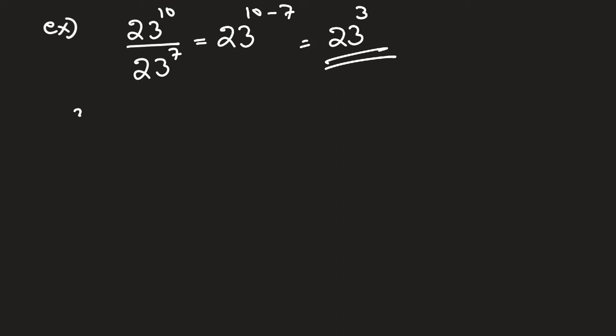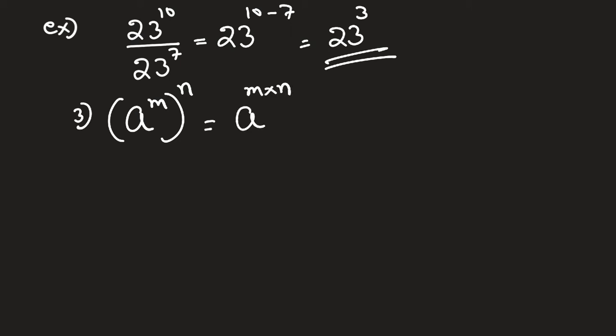Similarly, you can deduce the third law of indices, which is a to the power m, the whole thing raised to the power n, is a to the power m times n. Let's understand this law again.